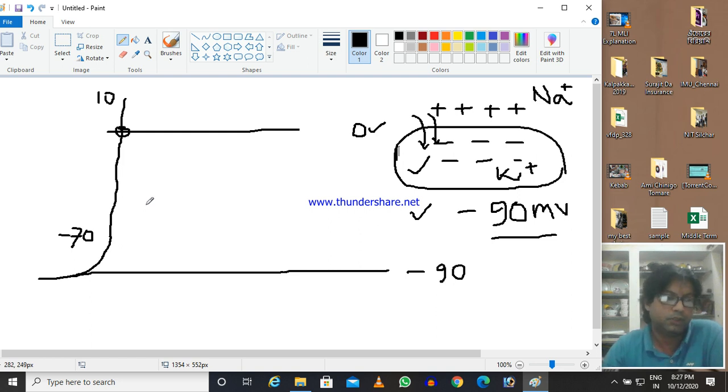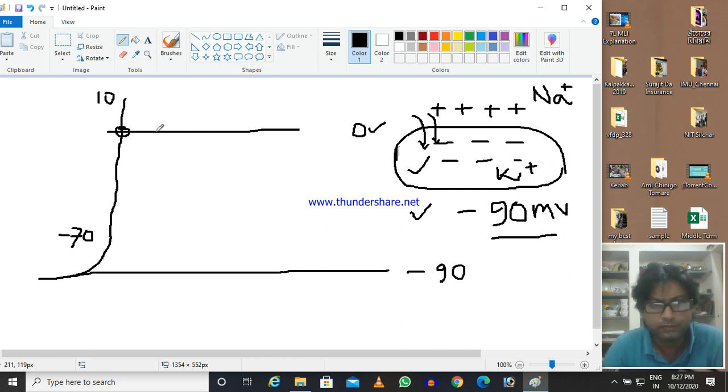Okay, so this depolarization is basically the contraction of the heart muscle. This depolarization happens from endocardium to epicardium. And as the potential is increasing, basically it's a positive wave.